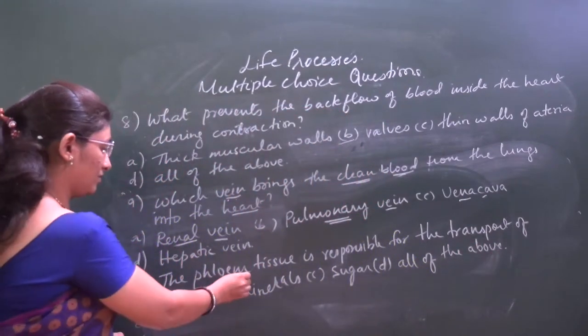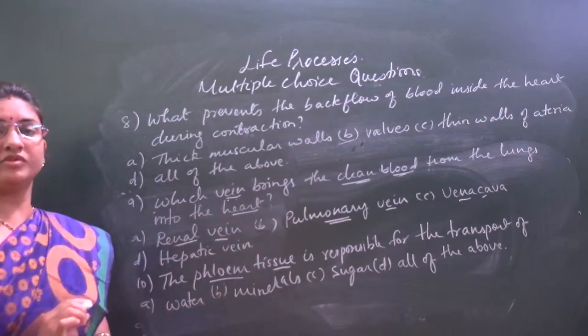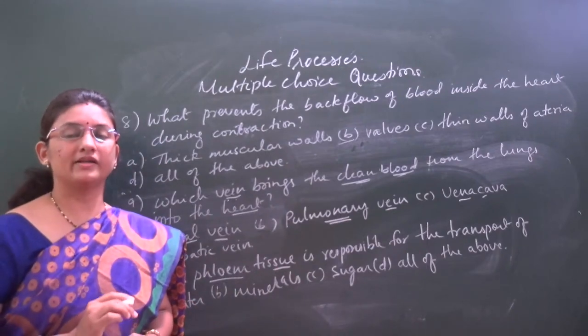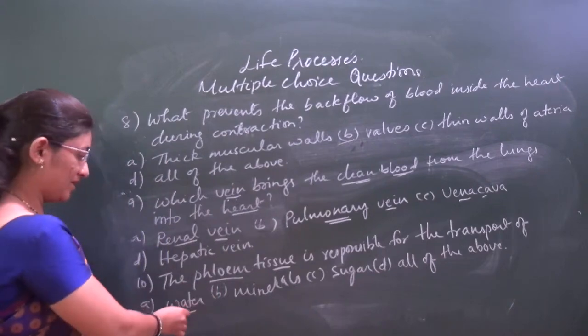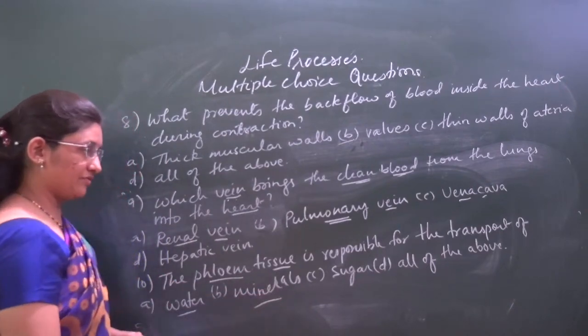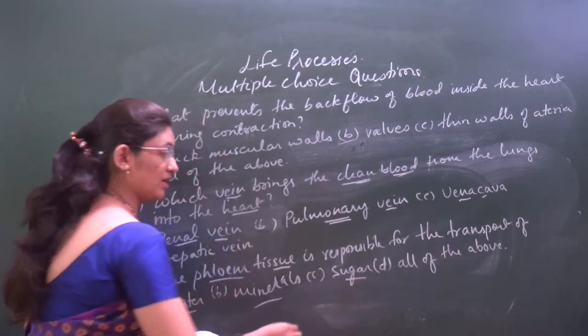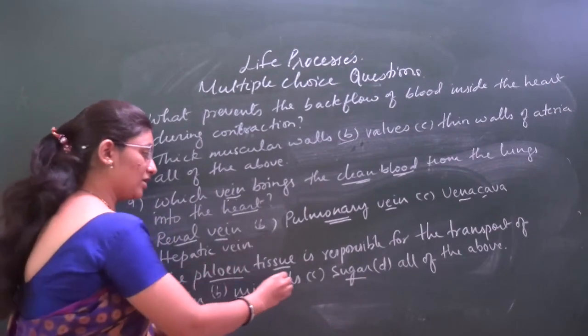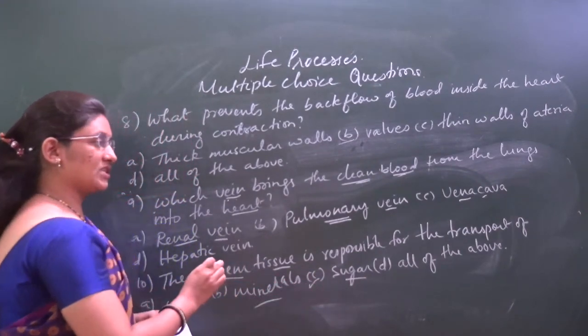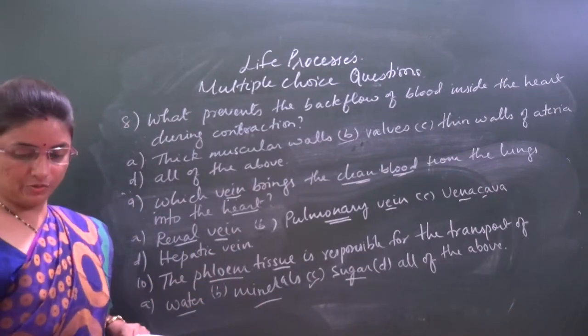Check here, the phloem tissue. What is phloem tissue responsible for? It is responsible for the transport of food. Water is not a food, minerals are also not food. It is the sugar, in the form of food present in the plant. So the sugar is transported by the phloem tissue.